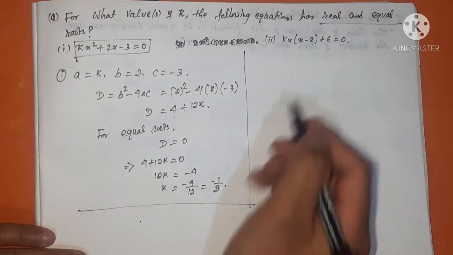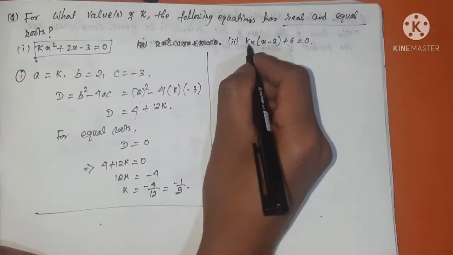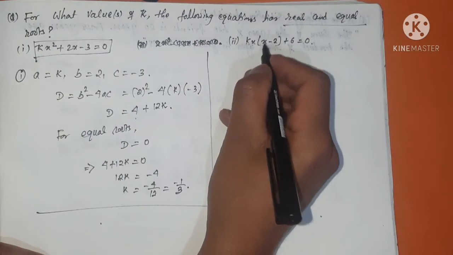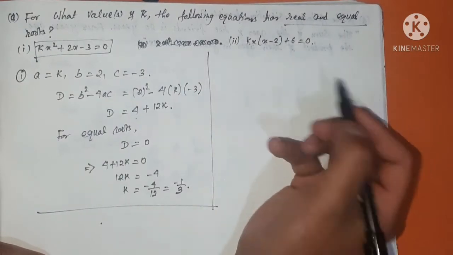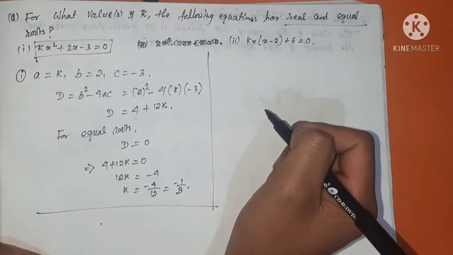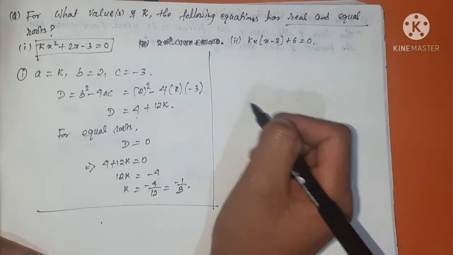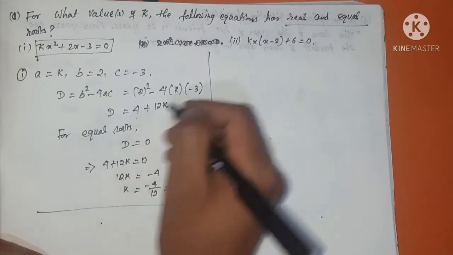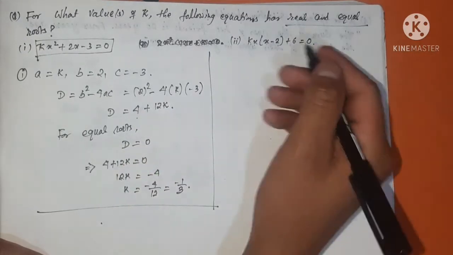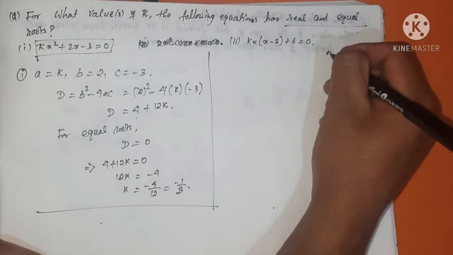What is our second equation? kx into x minus 2 plus 6 equals 0. Can you tell me what is the value of a or b or c? No, not directly, because it is not in the standard form. Let us write it in the standard form. Standard form, you know, no? ax square plus bx plus c.